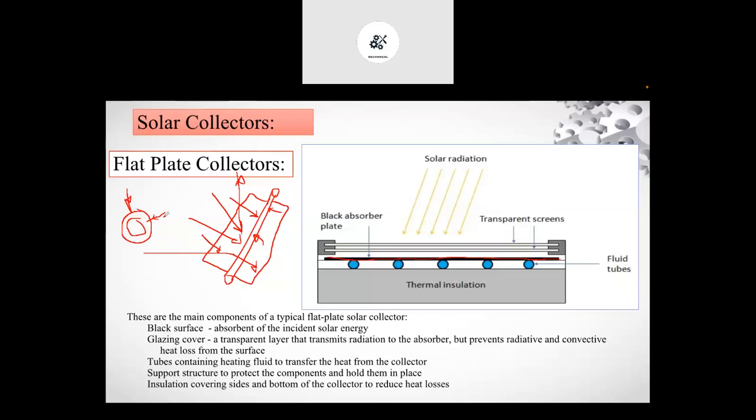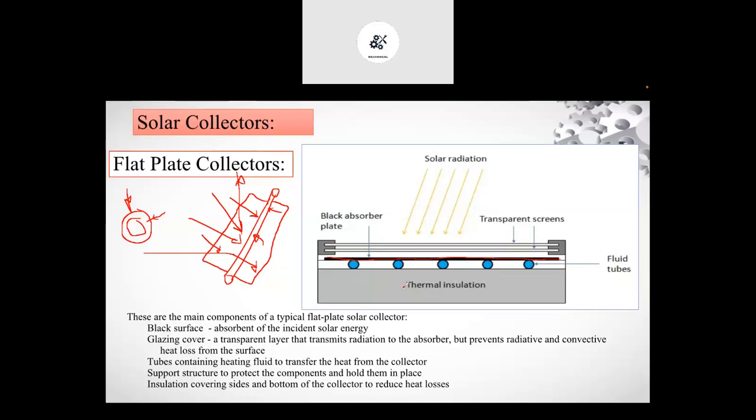Mostly we prefer copper because the thermal conductivity of copper is very high, and also the weight ratio and other characteristics are very suitable to construct the flat plate collector. So generally copper tubes are used, and this particular foil or sheet is also made of copper. We just paint this copper in black color.